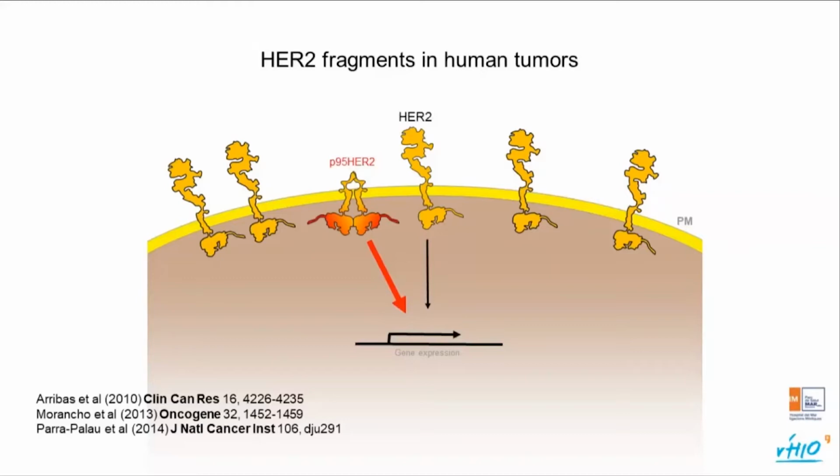We and others showed many years ago that in addition to the full-length receptor, some of these tumors express a truncated form of HER2 that is known as P95 HER2. This is a very potent oncogene because this fragment is endowed with the ability to form disulfide bonded dimers. It is co-expressed with HER2 in some HER2 positive tumors.